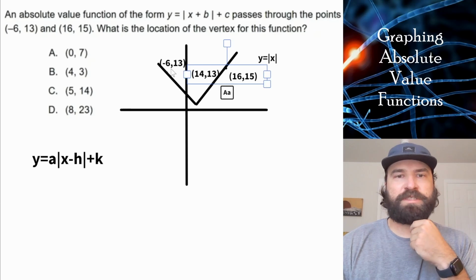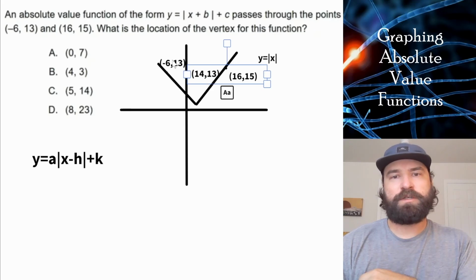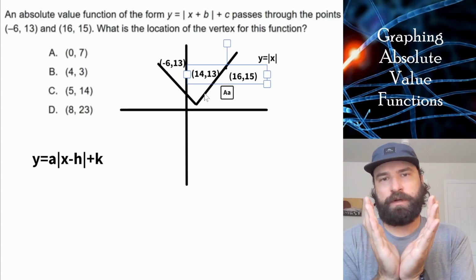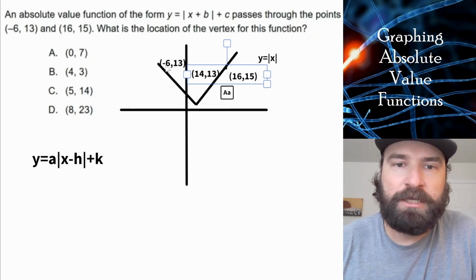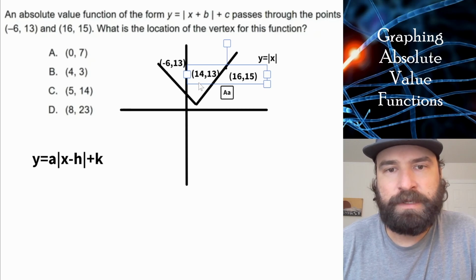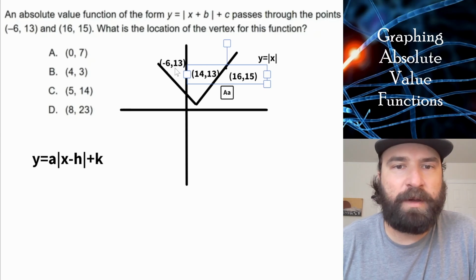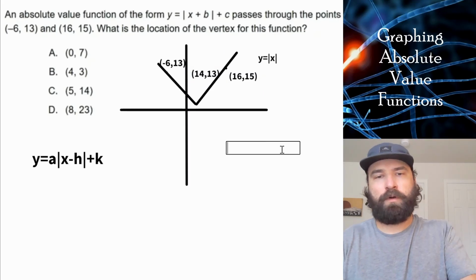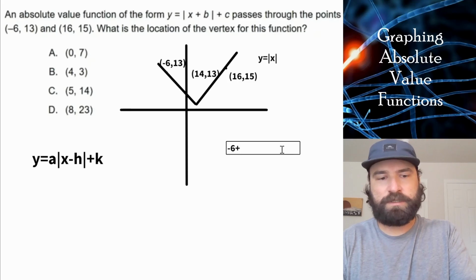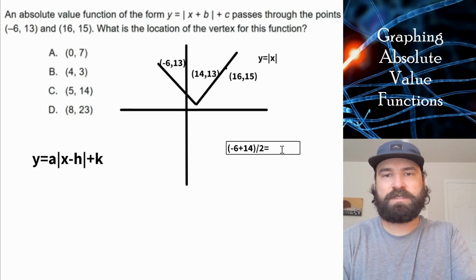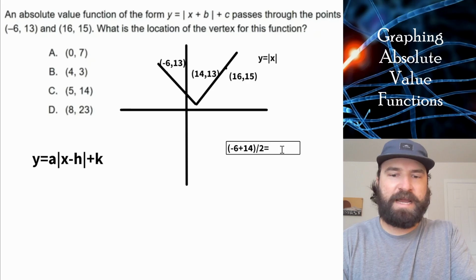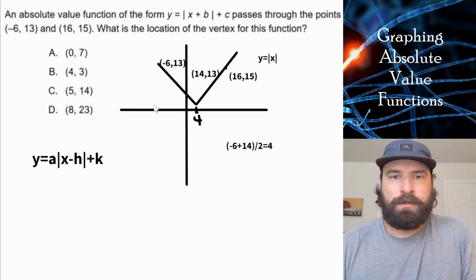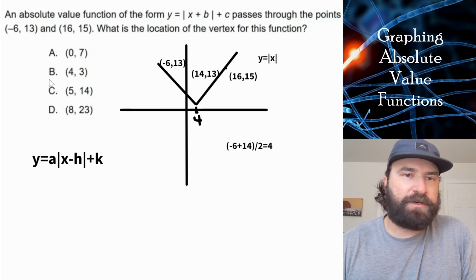And now I've got 2 points with the same y value. Both of these points have 13 as the y value. And the vertex should be directly between those points because there's a symmetrical V shape happening. So if I take the average of negative 6 and 14, that should give me the x value of my vertex. To find the average, we add our 2 x values and divide by the number of points. So negative 6 plus 14, and then divide that by 2. Negative 6 plus 14 is 8. Divided by 2 is 4. So I know the x value of my vertex should be 4. Already, the only answer that has 4 is answer B.